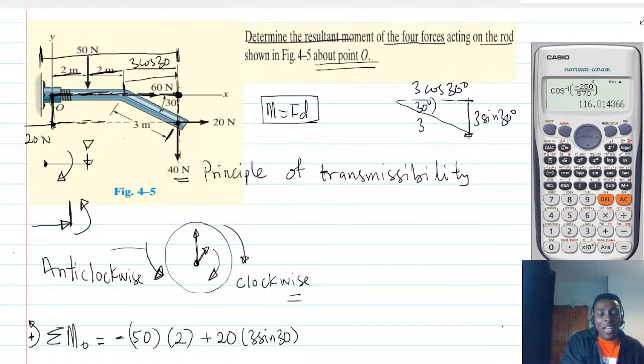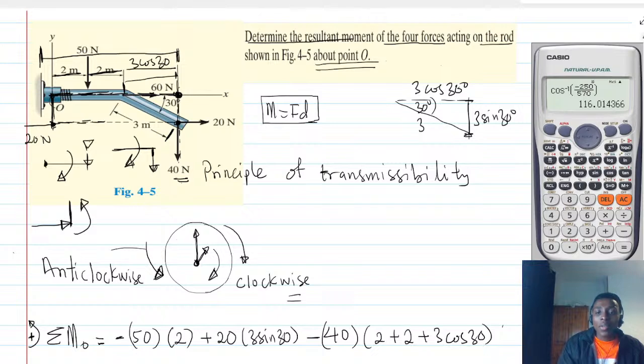But clearly, you can see that if I have a rod here and there is a force which is coming this way, it is going to rotate it this way. And that is what? Clockwise. So minus, the force is what? 40 newtons. And the distance is what? 2 plus 2 plus 3 cosine 30. Okay.